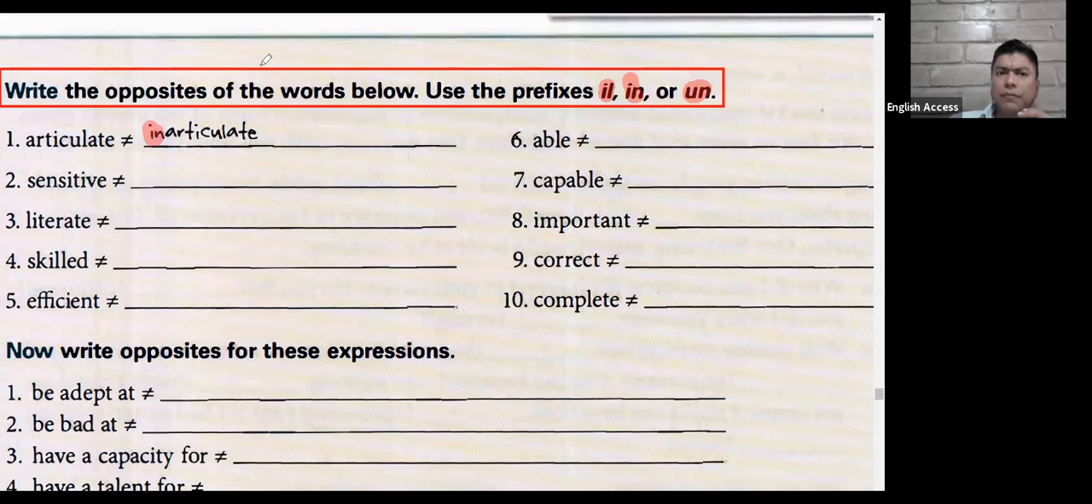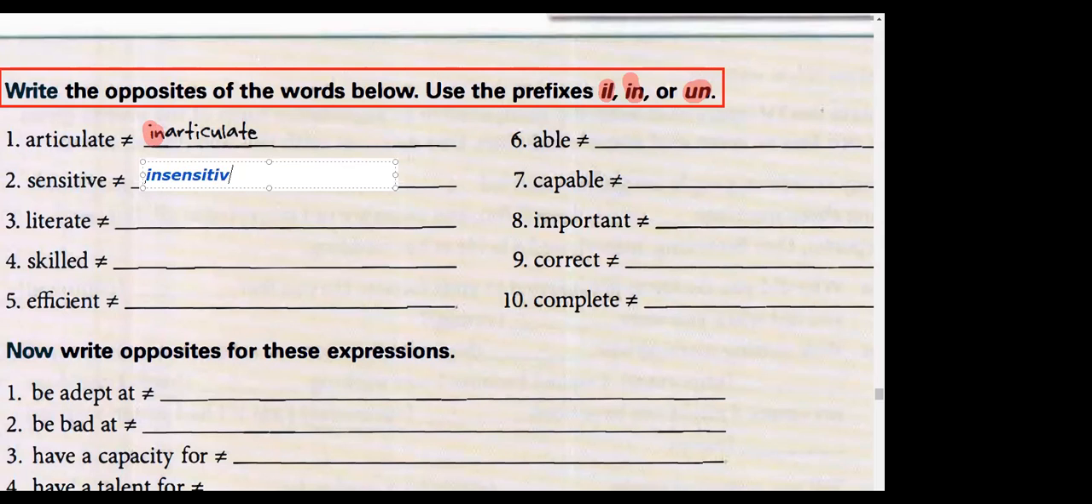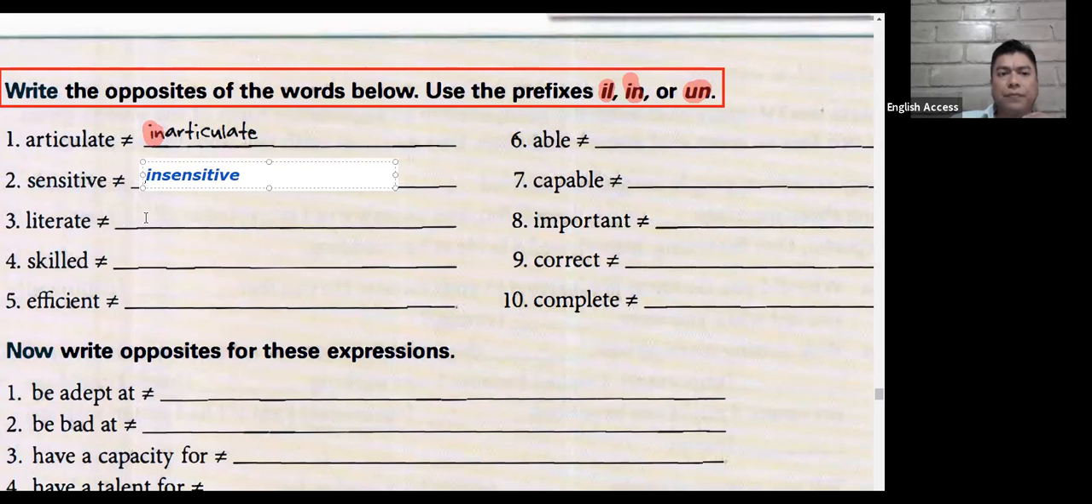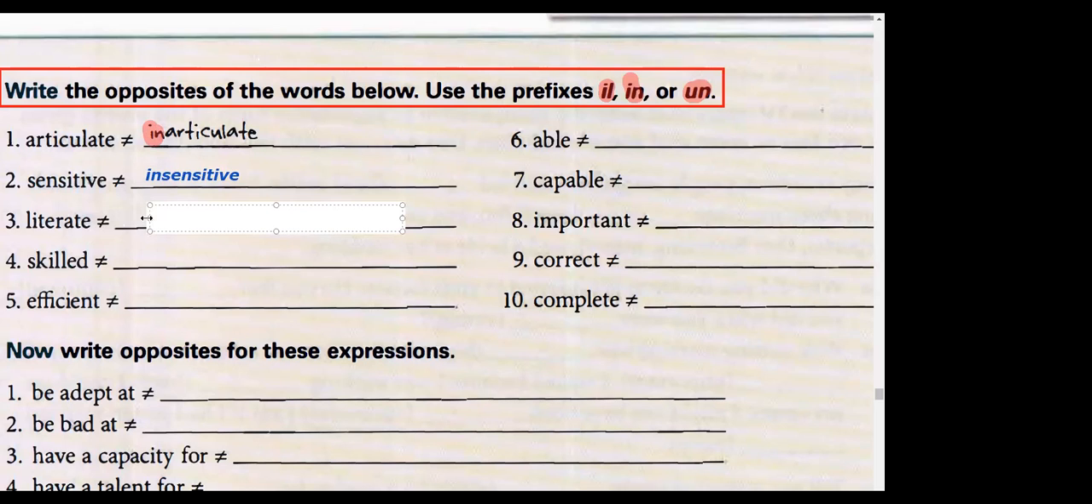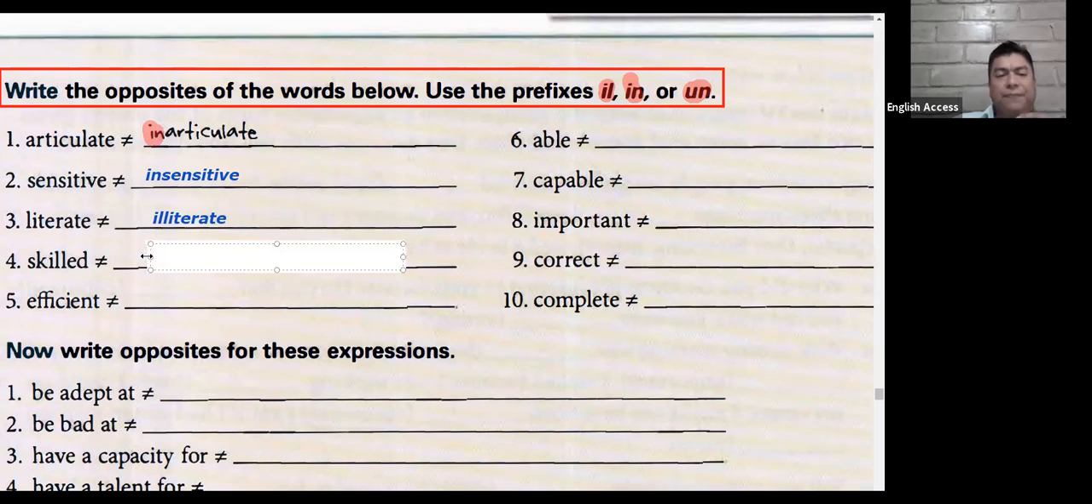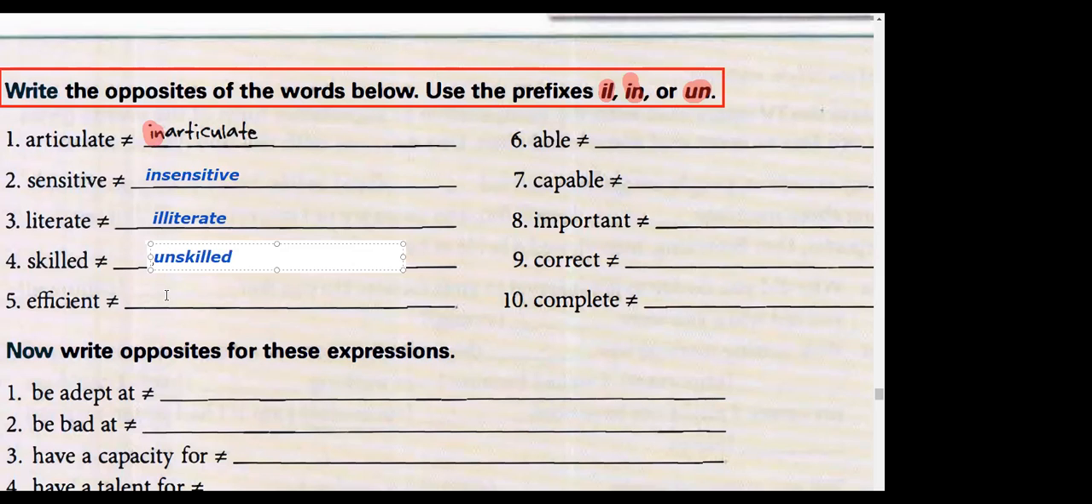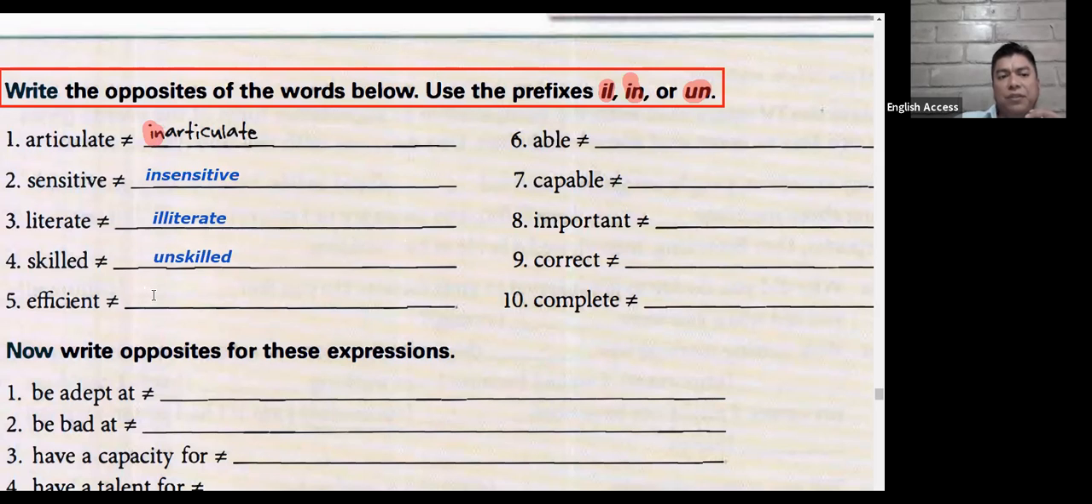What about number 2? Insensitive. What about number 3? Illiterate. Illiterate means a person who does not know how to read and write. That's right. Okay, thank you, teacher. Number 4? Unskilled. Yes. Number 5, efficient. Inefficient. Yes, inefficient.